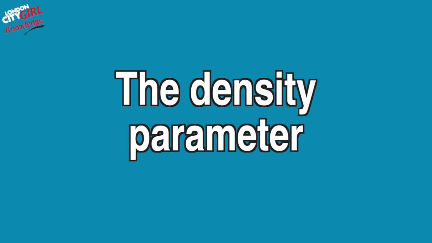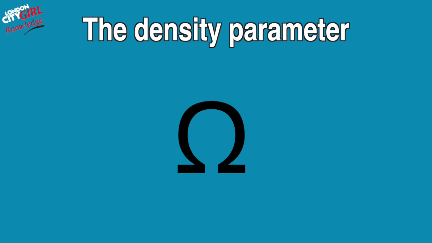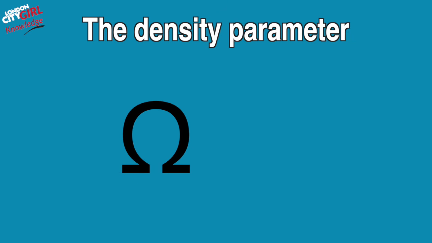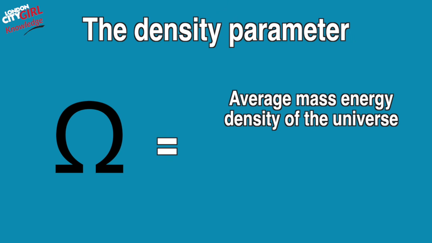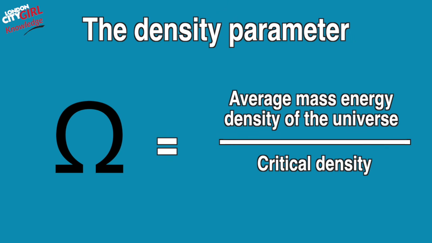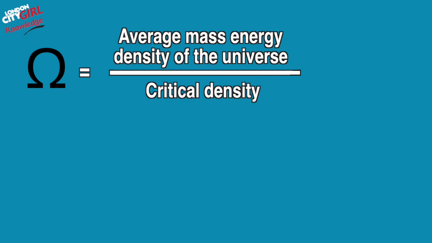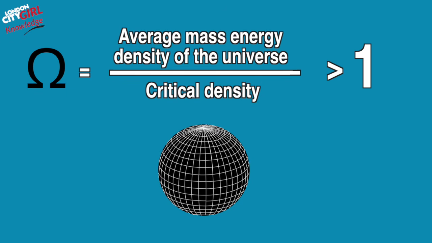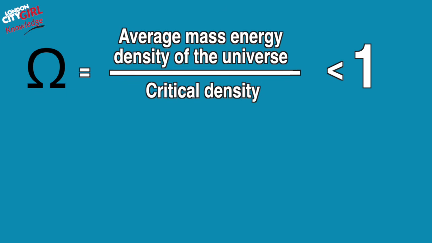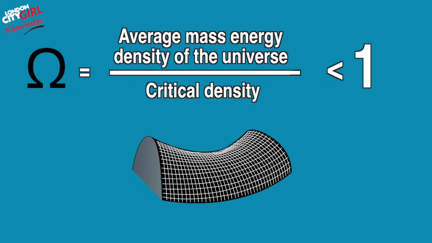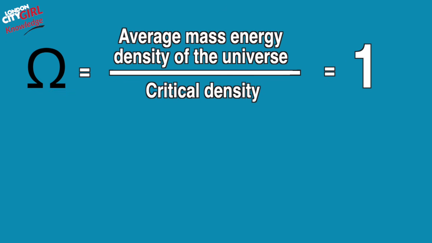The density parameter. The density parameter, symbolized by the Greek letter omega, is used to determine what curvature the universe has. It is the average mass energy density of the universe divided by the critical density. If the density parameter is more than 1, there is positive curvature. If the density parameter is less than 1, there is negative curvature. And if the density parameter is exactly 1, i.e., the average mass energy density of the universe is the same as the critical density, then the universe is flat.